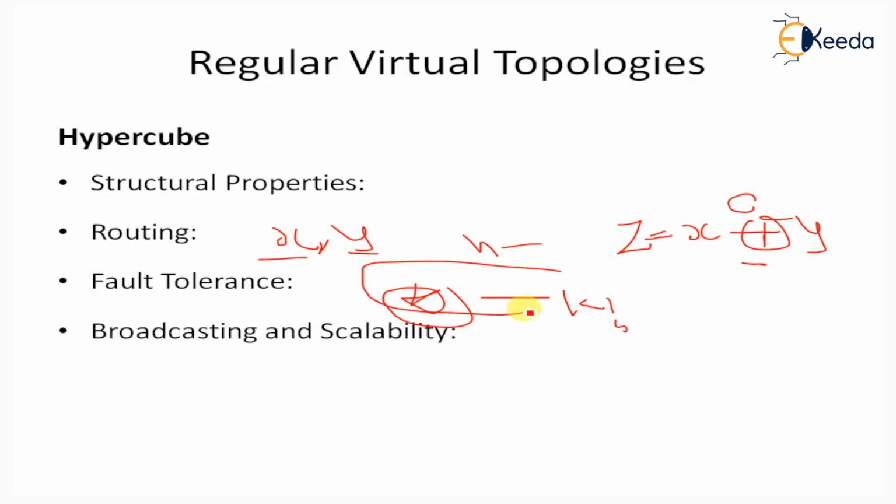Next is broadcasting and scalability. Consider broadcasting from node X in an n-dimensional binary hypercube. X makes n copies of the broadcast traffic and forwards them to its n outgoing links. The node receiving broadcast traffic on a given dimension link forwards the traffic to its outgoing links corresponding to the dimensions up to the k minus 1 possibilities.